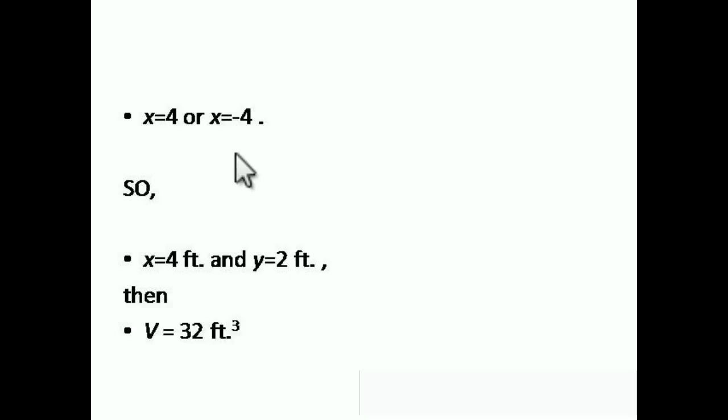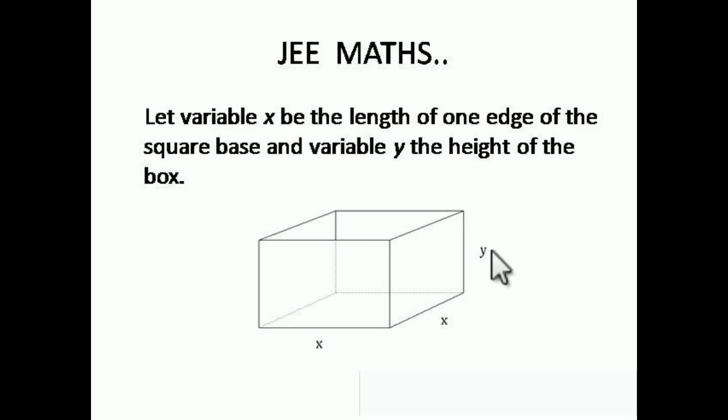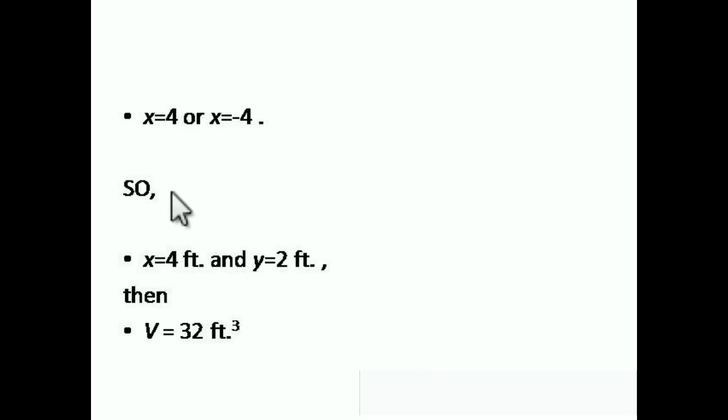Now see friends, here you don't have to go for the second derivative, because the only valid option for x is 4. X is equal to minus 4 is not valid. Why? Because we are talking about length. X and y, these are the lengths. A length cannot be negative. So here x is equal to 4 is the only possible value. So x is equal to 4.